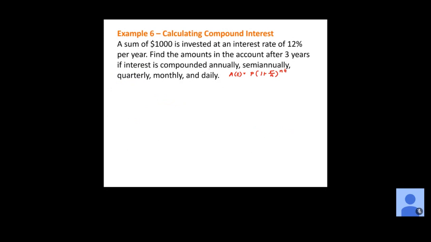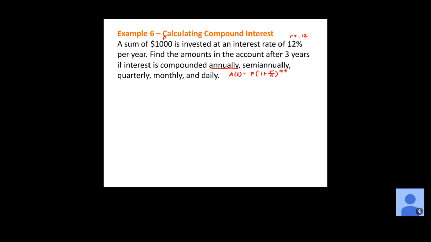All right, so let's start here with annually. So let's pull out what we know first, right? What does that $1,000 represent for our equation? That's the P, good. So that's the principal, that's our starting amount. So there's our P value. What about the 12%? That's our R value. And remember, we need to change that to a decimal. So what would our decimal be for the R? 0.12. Good. So R equals 0.12.